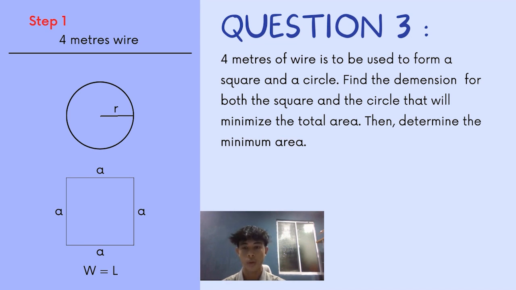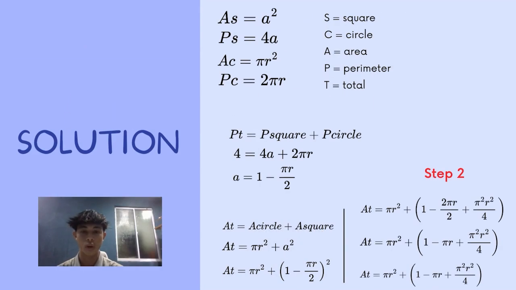So step 1, we have to sketch the wire. The wire is 4 meters long. From the wire, we use it to form a circle and a square, so we sketch a circle and also the square. For the square, the width and the length are the same. From both the square and the circle, we have to find the dimensions, then minimize the total area. After that, we have to determine the minimum area. So after step 1, we can go on with step 2.